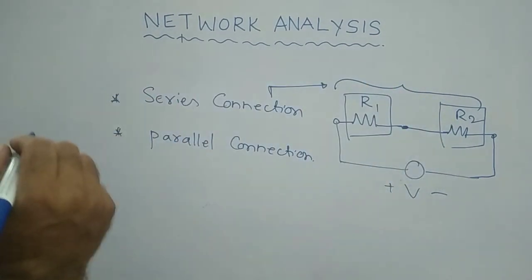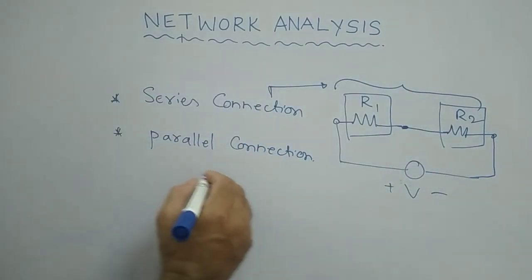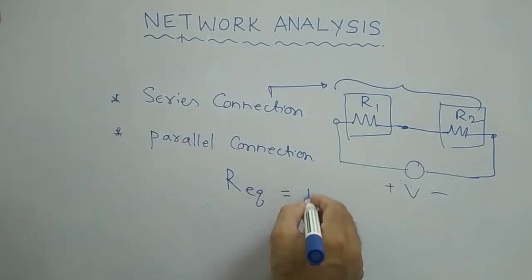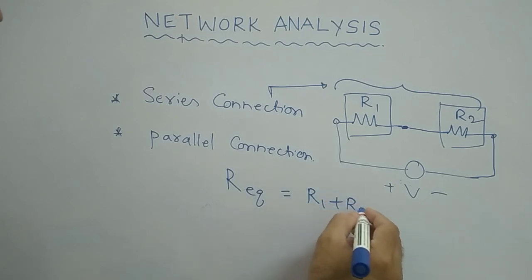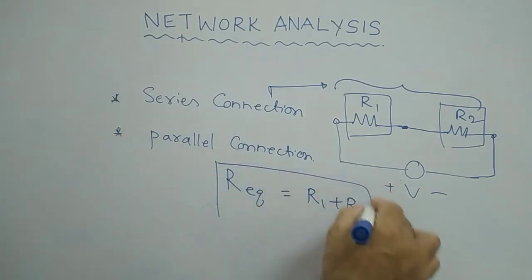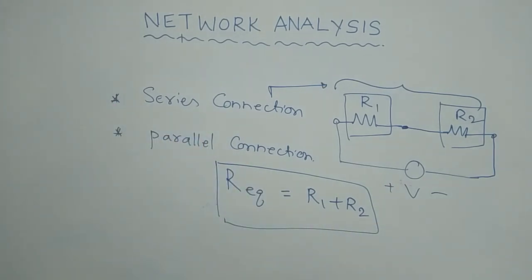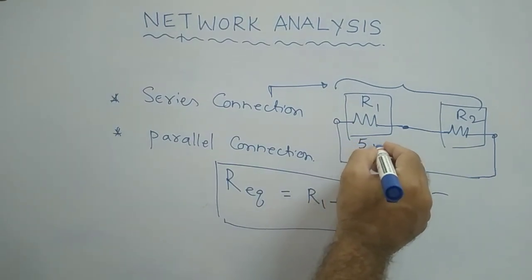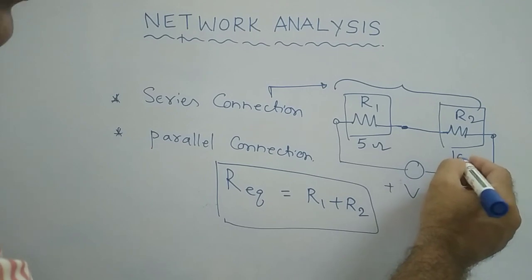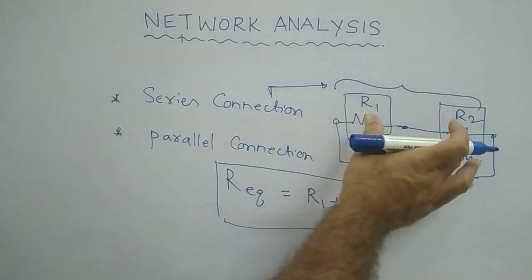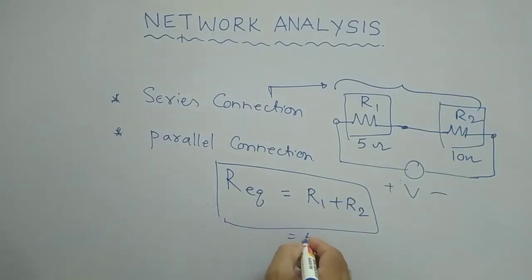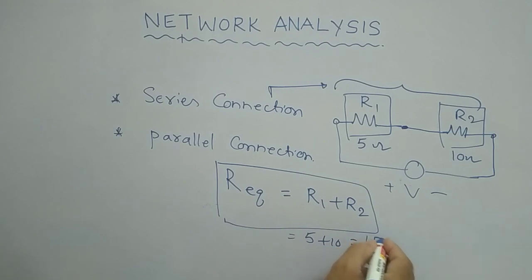So in the series connection the equivalent resistance, denoted by R equivalent, is simply the sum of both resistances, R1 plus R2. That's it. Let us say the R1 value is 5 ohms and R2 is 10 ohms. Then what is R equivalent? R equivalent is nothing but the sum, means both will be added. It is 5 plus 10 ohms, which is 15 ohms. That's it. That is the series connection.